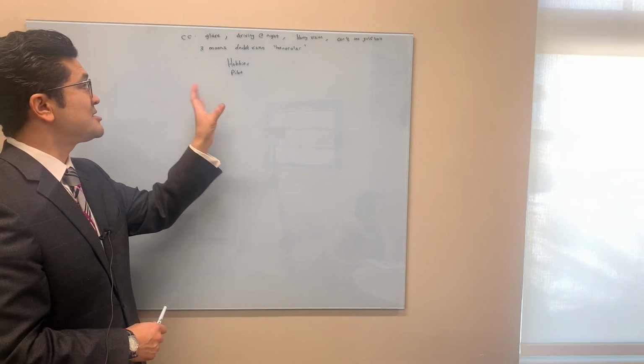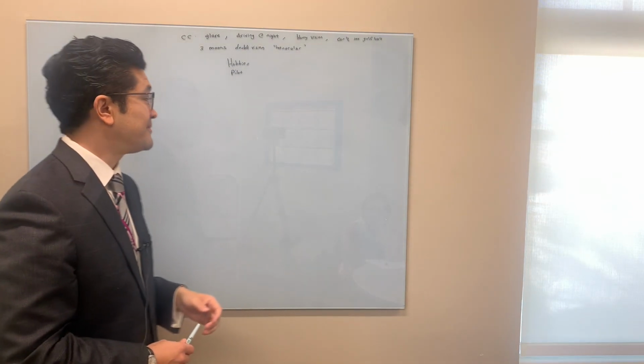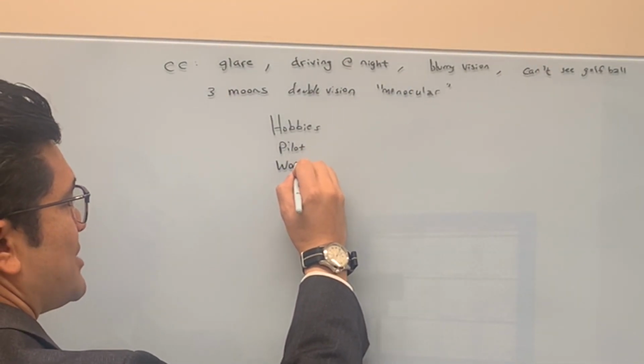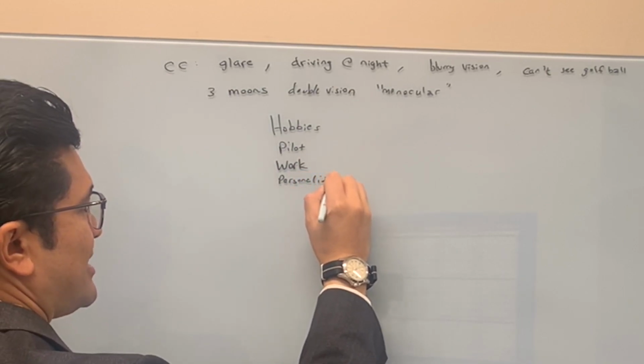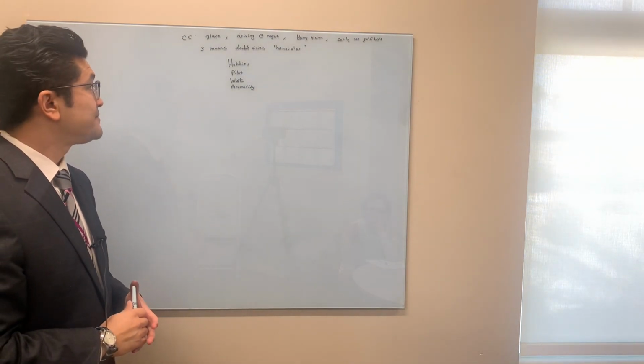So I think in the history of our cataract patient, put that in your history as you get that history from them. Their hobbies, their work, what is their personality, what do they like to do? That's part of our cataract history.